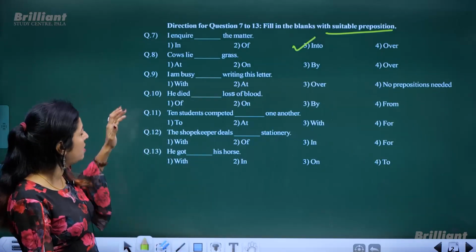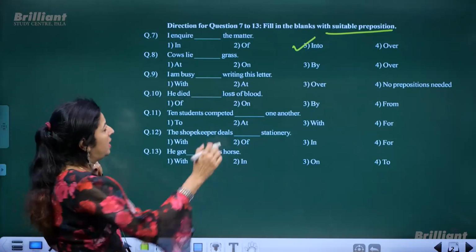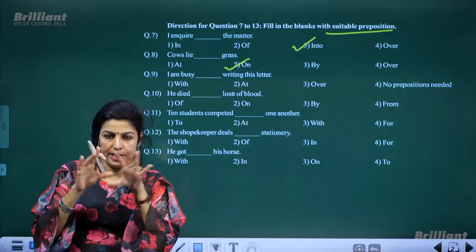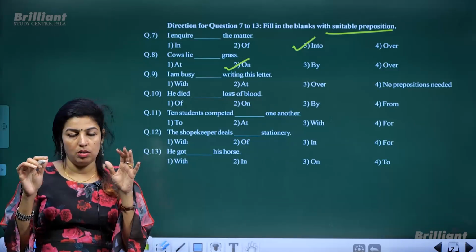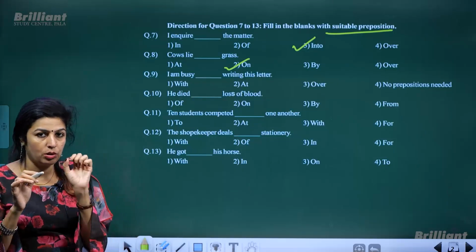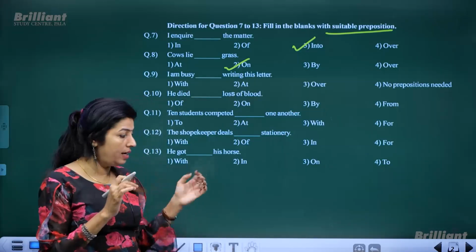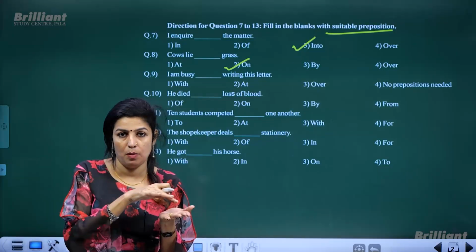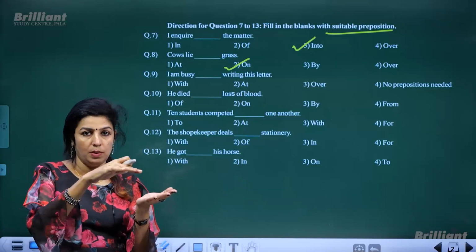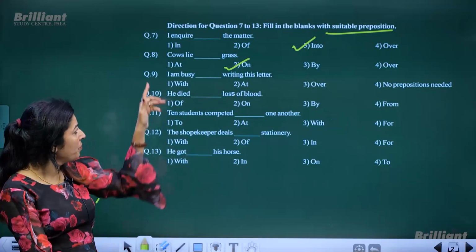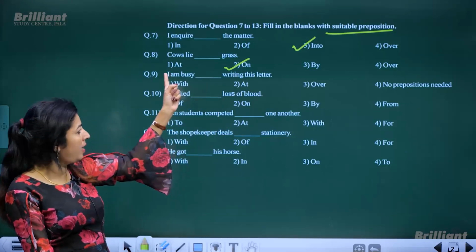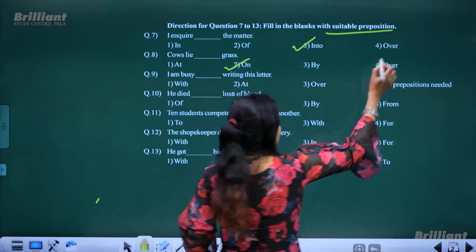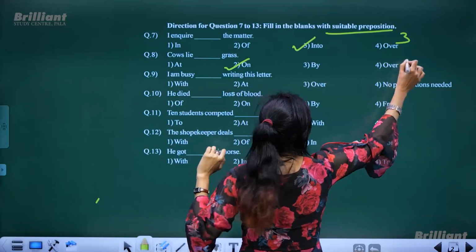So here, cows lie on the grass is the correct option, meaning lying or sleeping on the grass. That particular position is used. So on, in, these prepositions are used to show the position of something. Like if you keep pencils inside the pencil box, that means in the box. Inside, not on the box, not outside. Exactly the same way, cows lie on the grass, not at or by or over. So the 7th one, option number 3. The 8th one, option number 2.